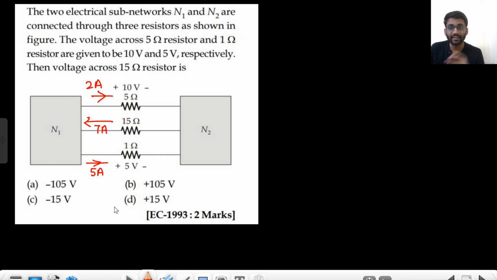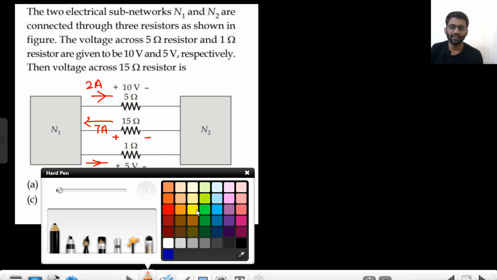Now they haven't given the polarity of the voltage, so we have to assume the polarity is like this only, because in these two resistors they have made the polarity like this. So I will assume the polarity is like this. What is the voltage drop across the 15 ohm resistance? You tell me. Is it plus 105 or minus 105? It is minus 105, right?